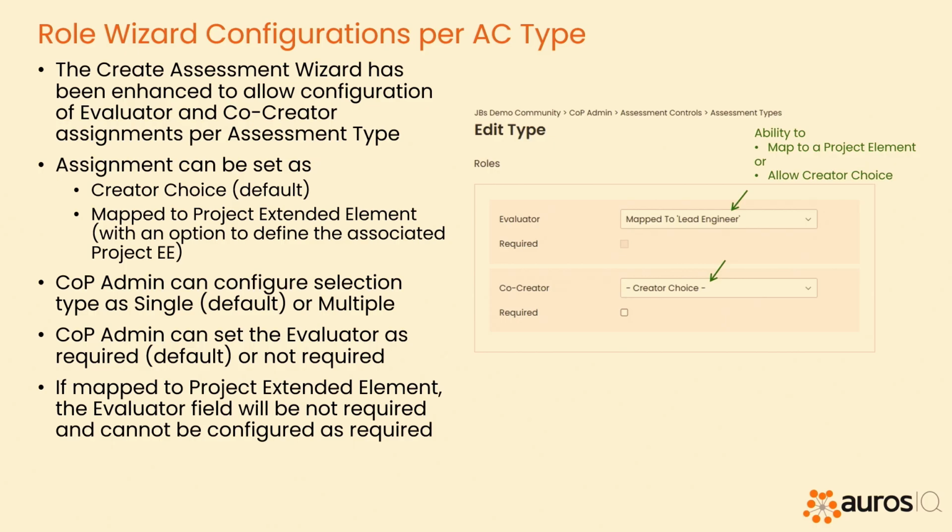So if you know for project X, the lead engineer, who is Bob, will always do this, you can say, hey, evaluator, always make the lead engineer on the project the evaluator, and when that assessment type is chosen and that project is chosen, that person will be automatically assigned to the assessment without the user having to know who that person is, okay? So all of that would be from your project element. So you have to have a project element, a role. Outside of that, you will have to have the creator's choice, and they'll just have to put in who they want to fill those roles.